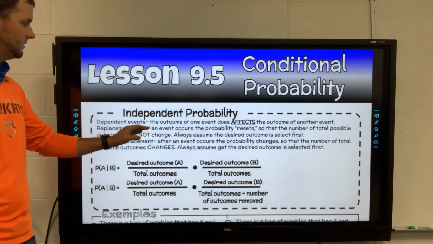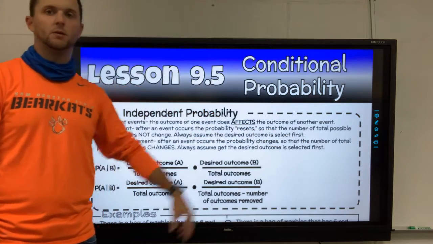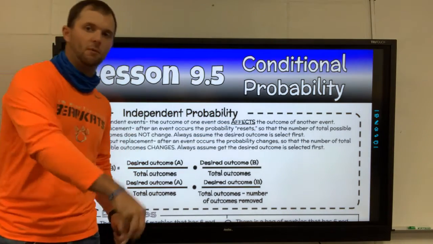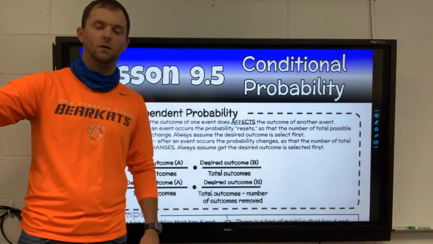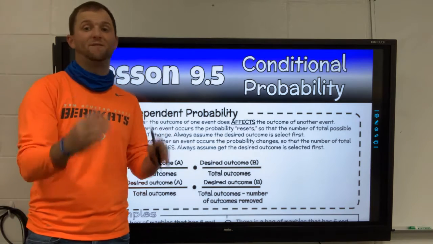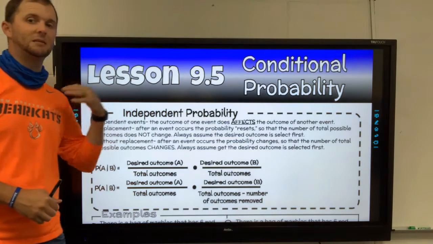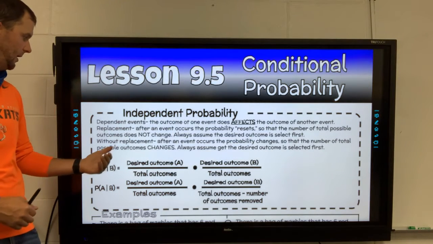A dependent event is when the outcome of one event does affect the outcome of another event. So that means if I reach in and grab a marble out and set it out, then I did not replace that marble. So it's going to affect the outcome of another part. Dependent means it's depending on something else happening, okay?